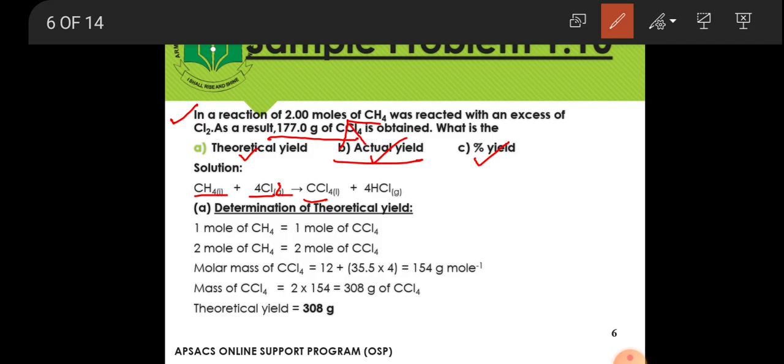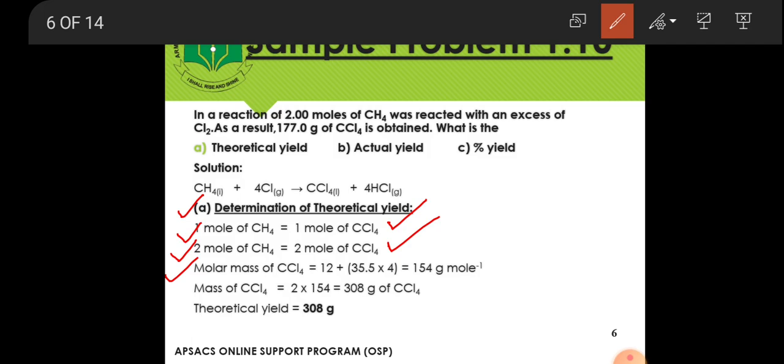Carbon tetrachloride. The mass of carbon tetrachloride is 177 gram, and this is the actual yield of carbon tetrachloride. This is the mass of carbon tetrachloride when we perform this chemical reaction in the laboratory. Yes friends, so our first step is determination of theoretical yield. According to a balanced chemical equation, if 1 mole of methane is used, then 1 mole of carbon tetrachloride is produced. Then according to the question, if 2 moles of methane are used, then 2 moles of carbon tetrachloride are produced. So we have calculated the moles of carbon tetrachloride.